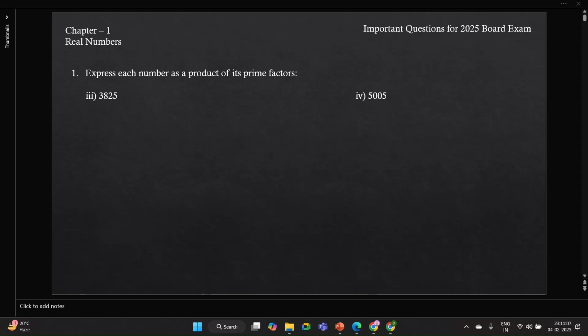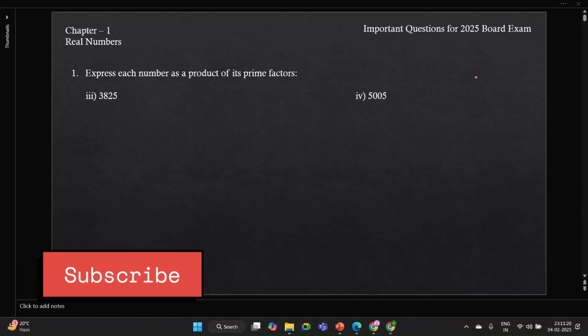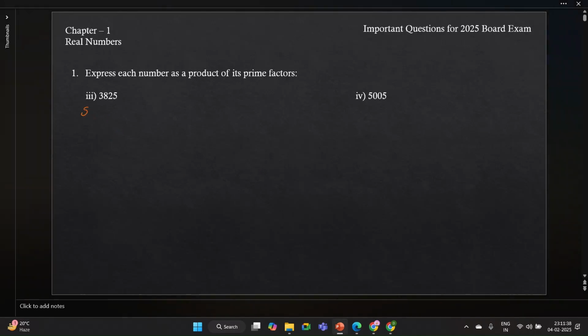Today I will discuss real numbers and very important questions for the 2024-25 class 10th board exam. Let's get started right now. First of all, I will discuss the first question, the two most important questions. The third sub-question and the fourth one, 5005. Okay, so I'm just writing it down.